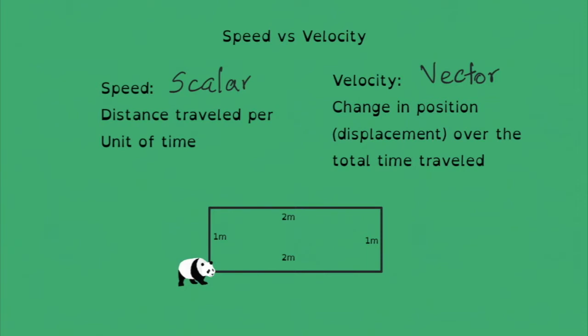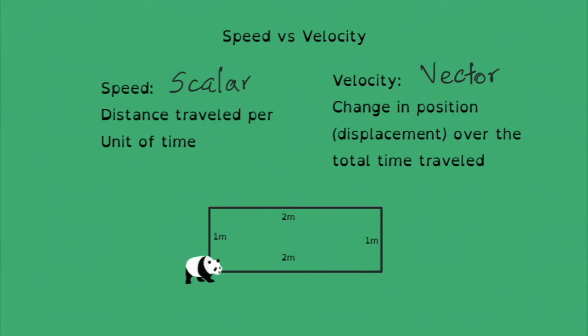So we have this little panda. This is the starting point. And our panda is going to travel to the north 1 meter, to the east 2 meters, to the south 1 meter, and to the west 2 meters. Okay, so we are going to see what we are going to use to determine both the speed and the velocity.